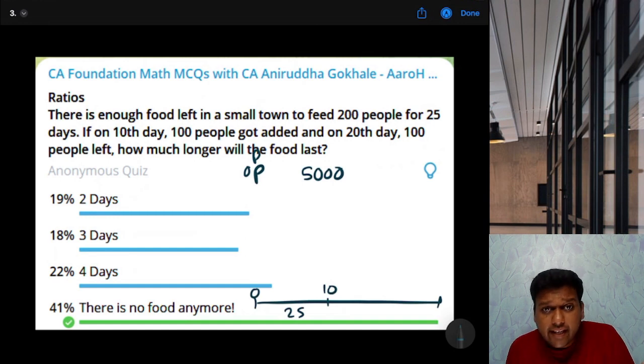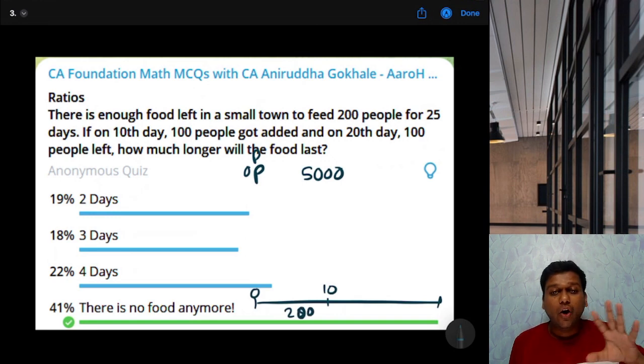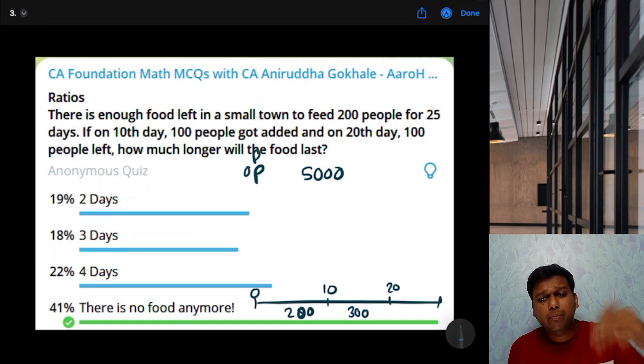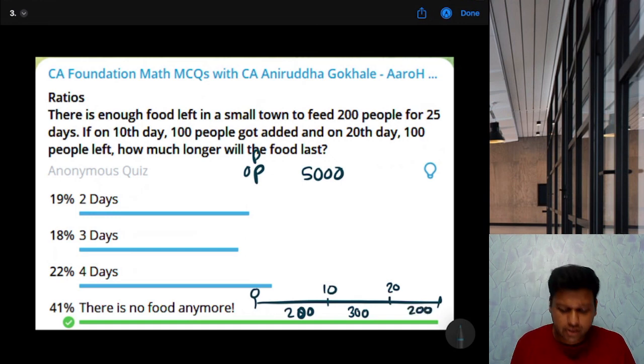Then on the 10th day 100 people got added, so now there are, sorry, not 25 people, 200 people. On the 10th day 100 people got added, so now there are 300 people till the 20th day. Then on the 20th day 100 people left. That means that from then onwards there are 200 people only. Right? Fine. So let's solve this.